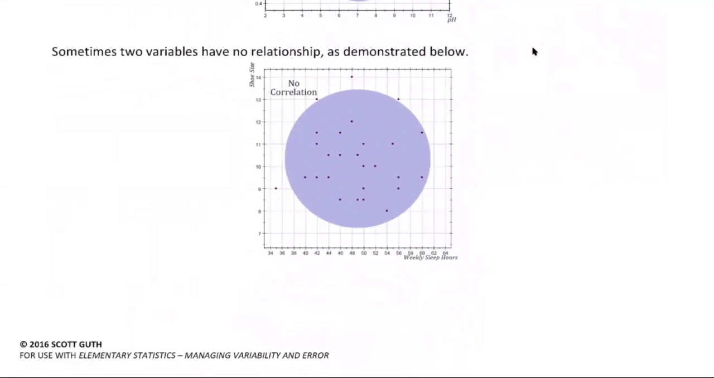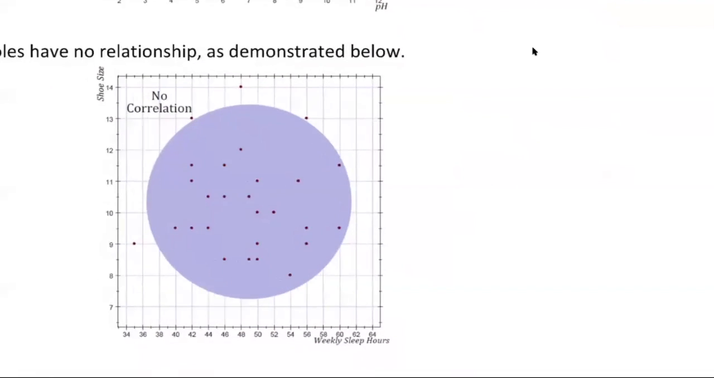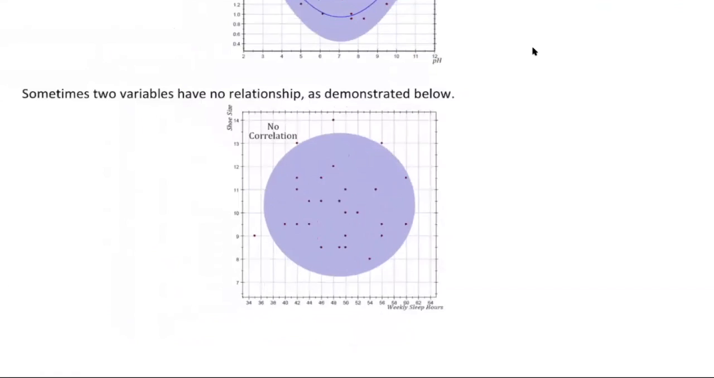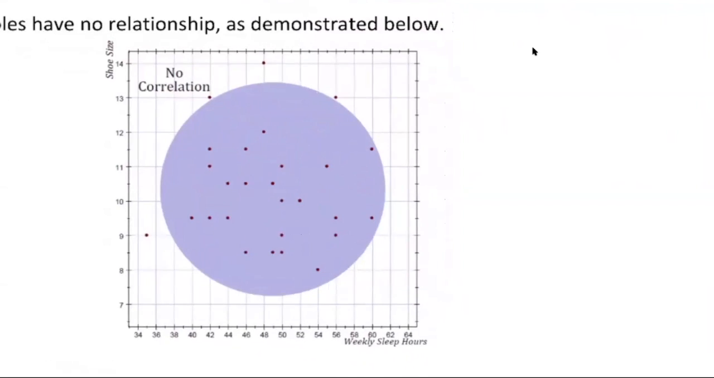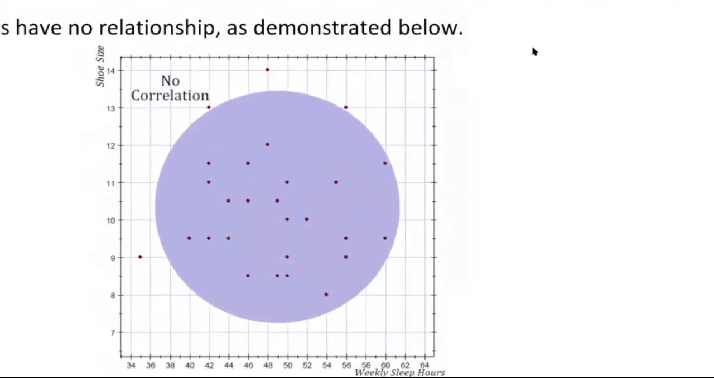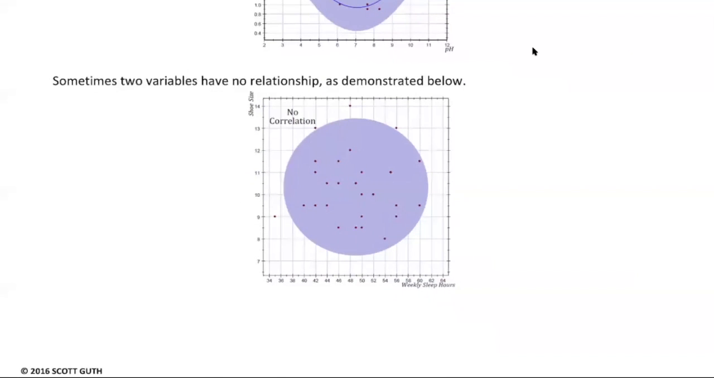And then it says sometimes variables have no relationships, as demonstrated below. I had an honor student, I don't know why I agreed to it, gather data on how many hours someone sleeps a week and their shoe size. And it turns out there's no relationship between how many hours you sleep a week and how big your feet are. Okay. So I was allowed to use that data to make a graphic that sort of implies there's no direction in this relationship at all. I don't think you can use sleep hours to predict shoe size. Okay, any questions?